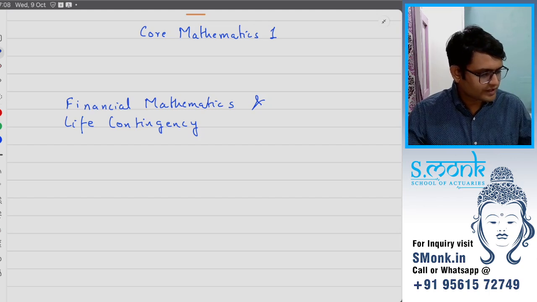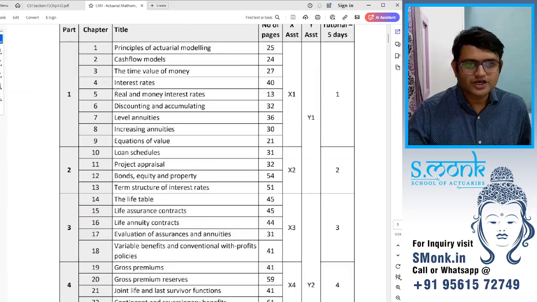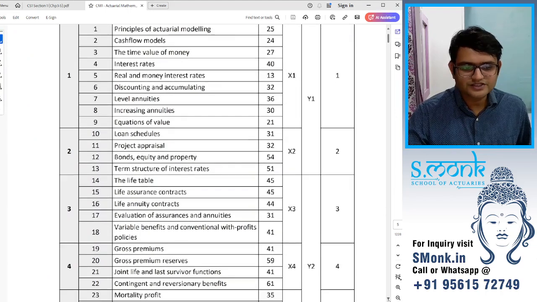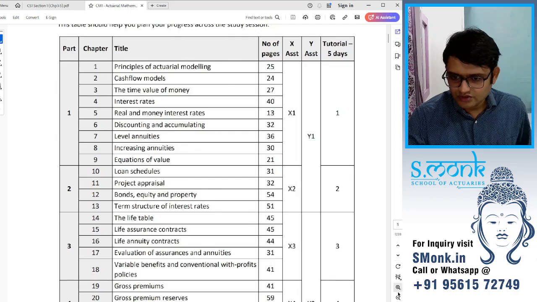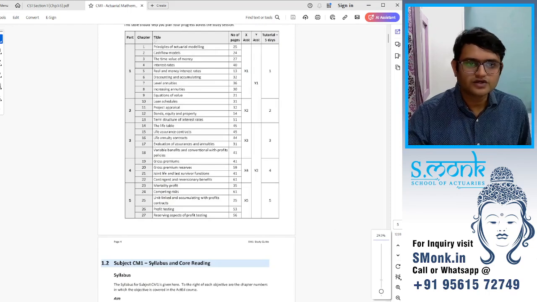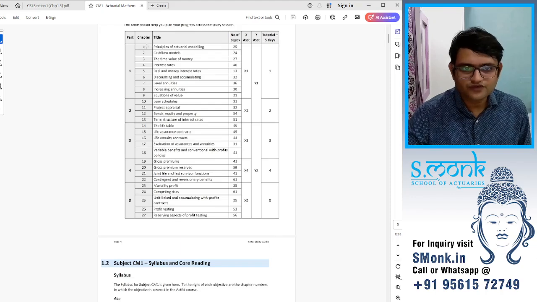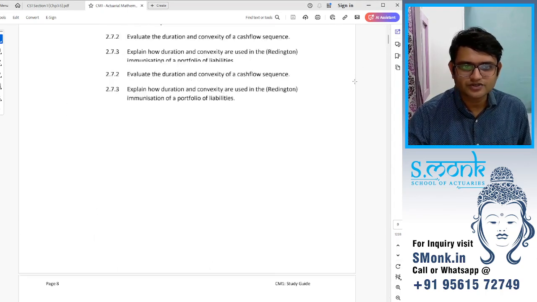So in this Core Mathematics 1, CM1, we have these particular chapters. We have in total 26 chapters here. Here you would see 27 chapters. That is because they have removed this chapter 1. So from this chapter 2 to this chapter 27 is in the course right now. So we have basically 26 chapters.